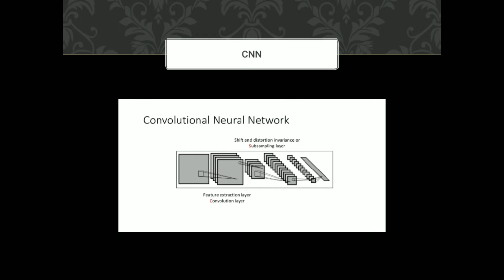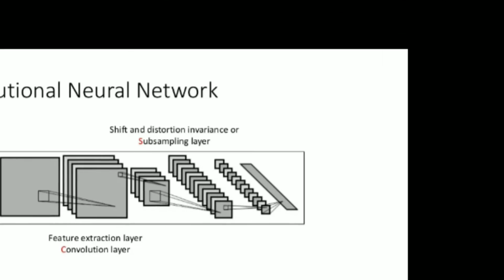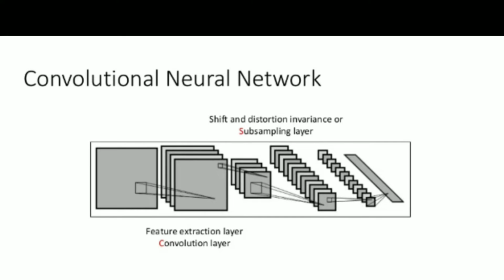So, in this convolutional neural network, you can observe the feature extraction layer and convolution layer. Okay, so here is the picture. You can understand shift and distortion invariance or subsampling layer. So here there are different layers in the neural network. So you can understand that a convolutional neural network is a combination of layers.